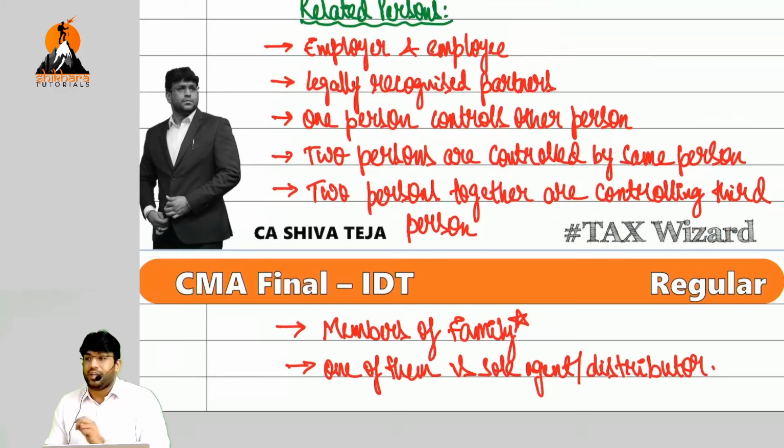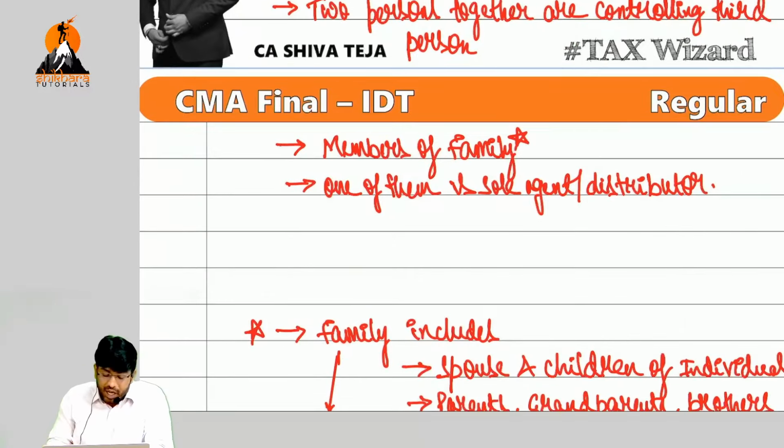Come on, friends, what are the points we covered? Repeat again. Employer and employee, legally recognized partner. One person controls the other person. Two persons are controlled by same person. Two persons together are controlling a third person. Members of family. One of them is sole agent or distributor. Next one.